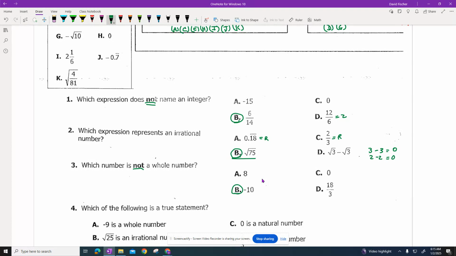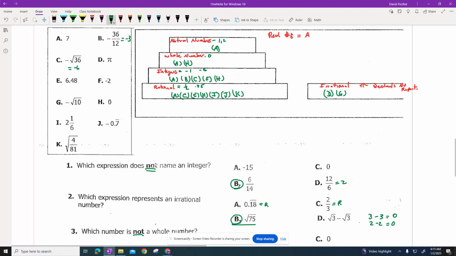And I know 18 divided by 3 is really 6, and 6 starts way up here at the very top. So it falls into that whole number category.